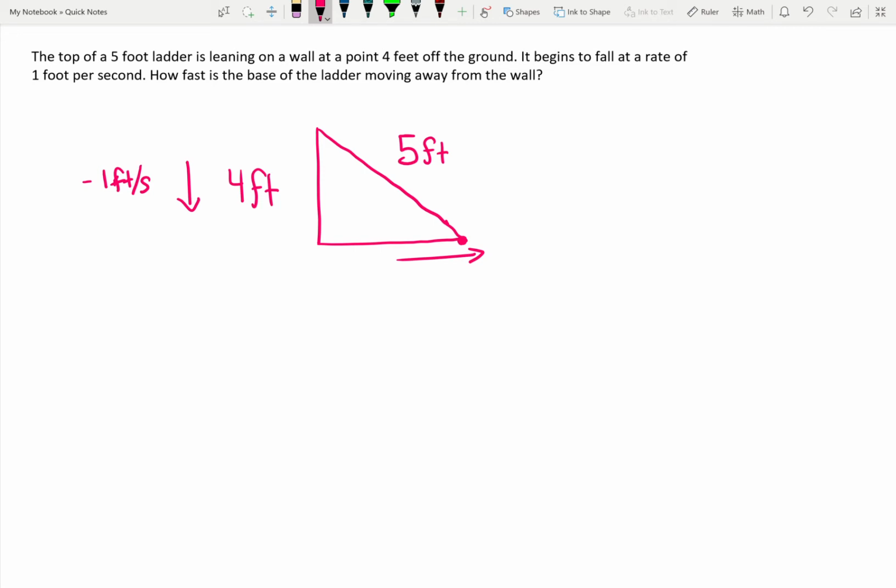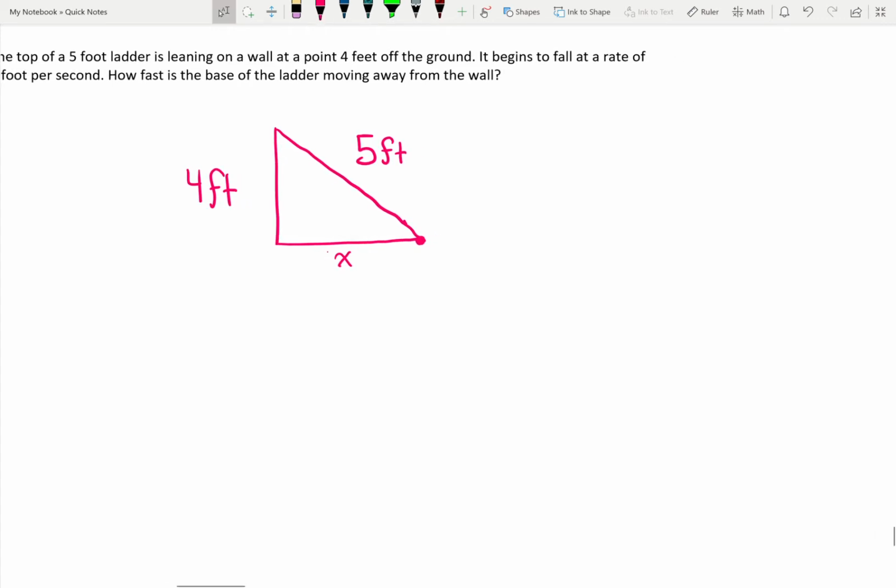So before we do anything, I think the first thing we should figure out is the length of this side of this triangle. Clearly, this ladder leaning on the wall, touching the floor, makes a triangle. We should probably figure out the length of this side of the triangle. So of course we have a right triangle here. So let's use the Pythagorean theorem, which is a squared plus b squared equals c squared, right?